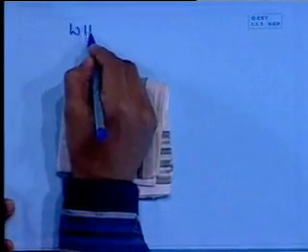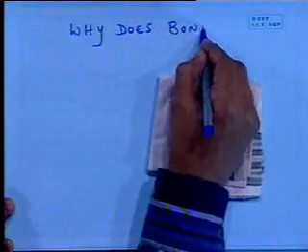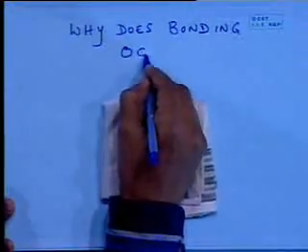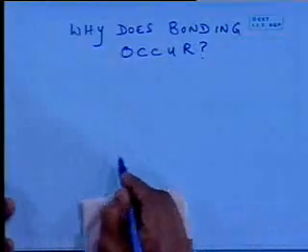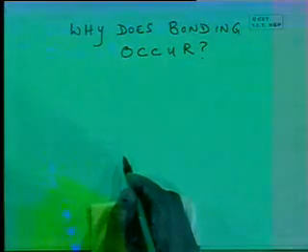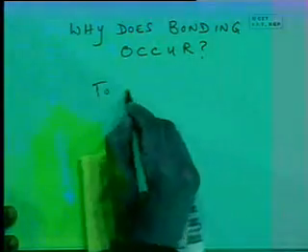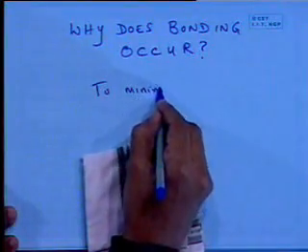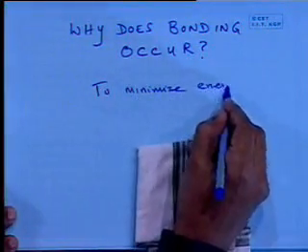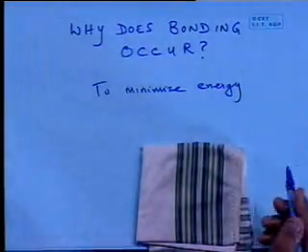Before discussing the various types of bonds, I want to discuss first of all why bonding occurs at all. What is it that makes atoms cluster together? And fundamentally the answer is to minimize their total energy, the free energy. They want to stay at the lowest possible energy. So bonding is taking place to minimize energy. When atoms are separated from each other, they are at a higher energy state than when they have bonded.